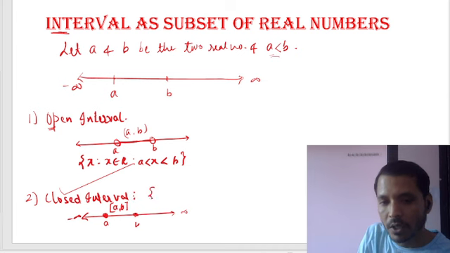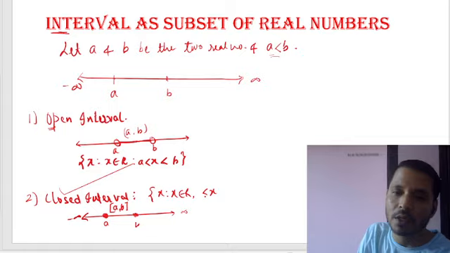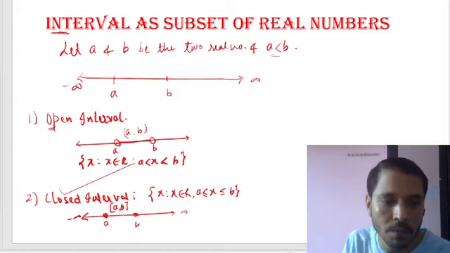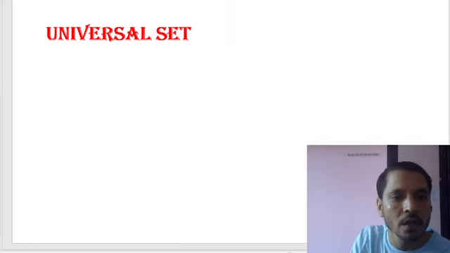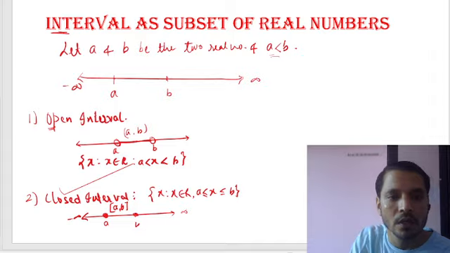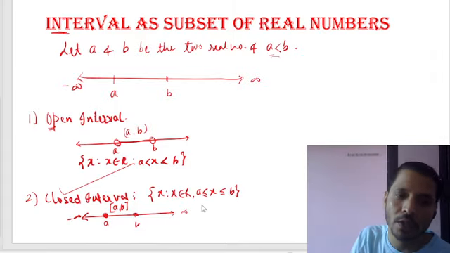And in set symbol, how are we writing it? Here we will say set of all x. What is x? x belongs to real numbers, and x is from where to where? x is greater than or equal to A but less than or equal to B, right? Now, the universal set also, but first interval, then we'll come to the universal set.